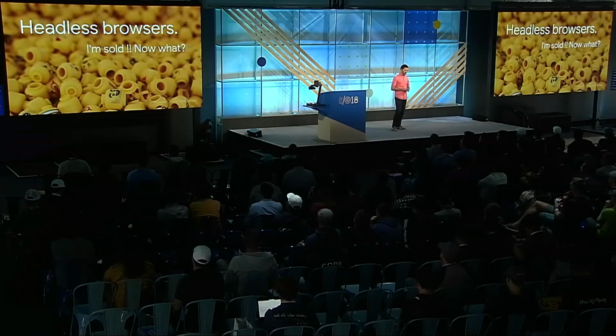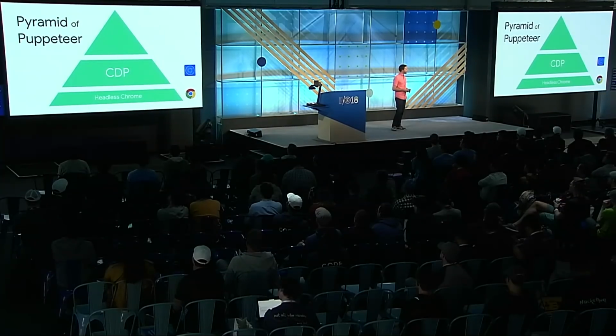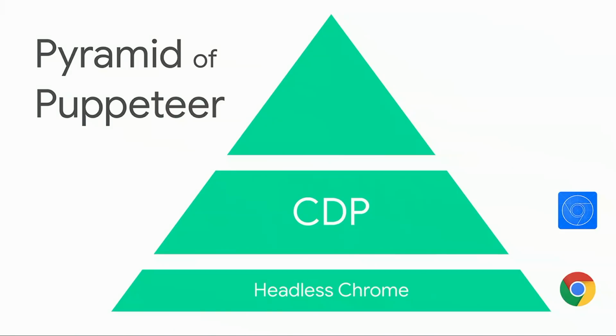So maybe I've sold you. Headless Chrome, it's a thing. Headless browsers are a thing. So what can you actually do with this stuff? Well, let's go back to the pyramid of Puppeteer. So we've got the browser at the lowest level, right? All the web platform features, all the ES6 stuff, all that is at the bottom level. On top of that is the Chrome DevTools protocol. So there's a huge layer here that the Chrome DevTools itself uses to communicate with your page and change the page. It's a whole API surface that we can tap into.